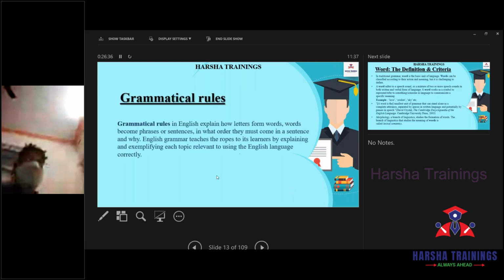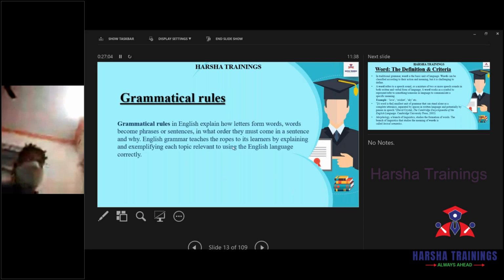Now, what do the grammatical rules explain? As I think we've discussed already, they explain how letters can form a word. A group of letters form words, right? And a group of words form phrases or sentences, in the order that it becomes a meaningful sentence. There should be some logical meaning behind it.